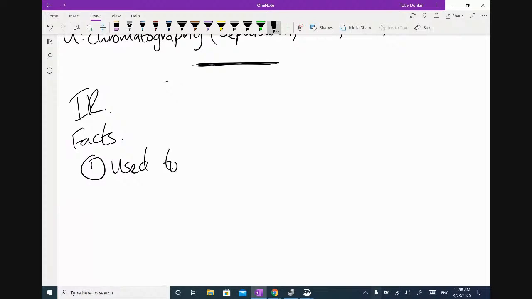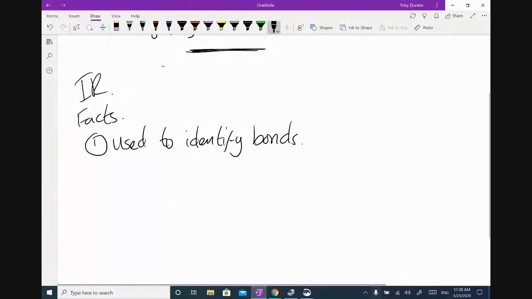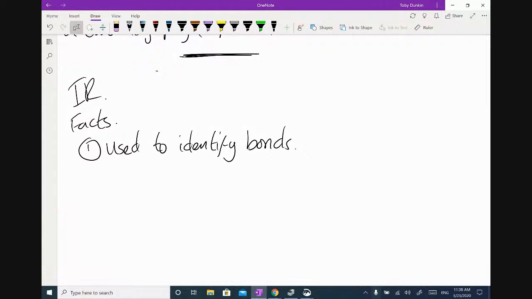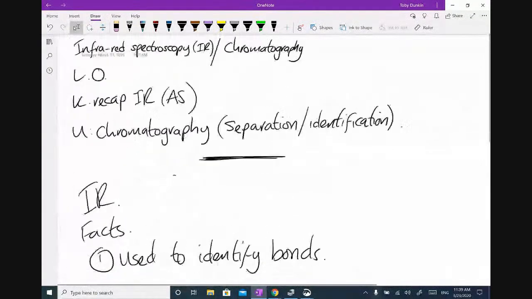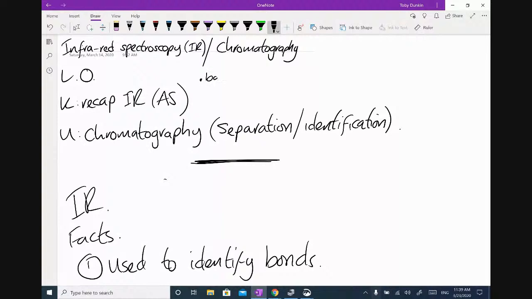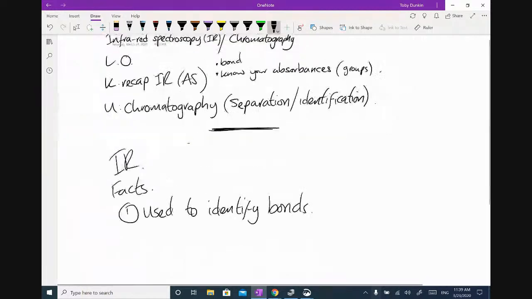Used to identify bonds. And that's really important. This isn't really used to identify groups. It can be. And there are specific absorbances that you guys need to be able to recognize. So I'm going to add in some further bullet points up here. So IR, I need you to understand different bonds have different absorbances and know your absorbances, brackets, groups. But you have to recognize that you're not allowed to say certain things.